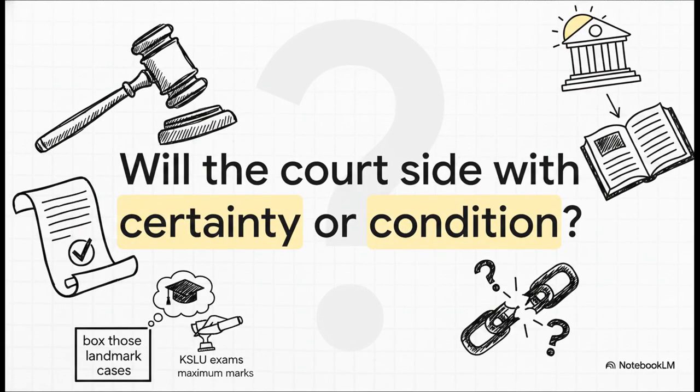I'm going to leave you with this final practical question to think about. If you draft a property transfer ambiguously, will the court side with certainty or condition? Based on our explainer lecture today, you all should know the answer. The court will ruthlessly side with certainty. It will force a vested interest. Keep this in mind not just for your KSLU exams, but for your future practice as competent legal draftsmen.